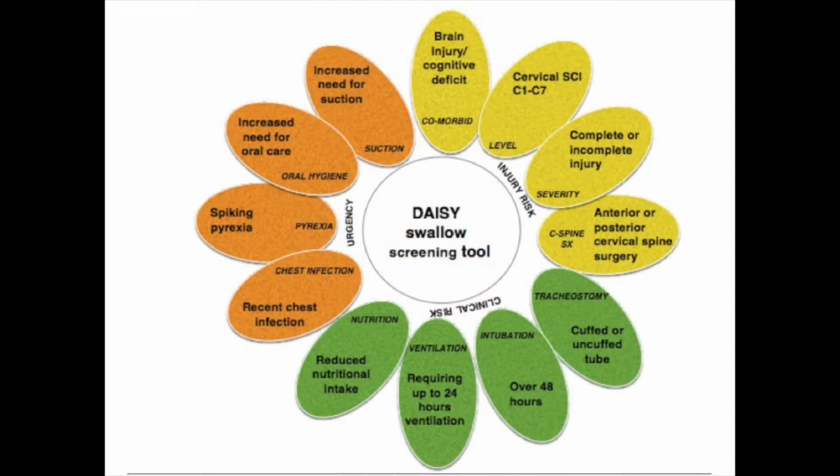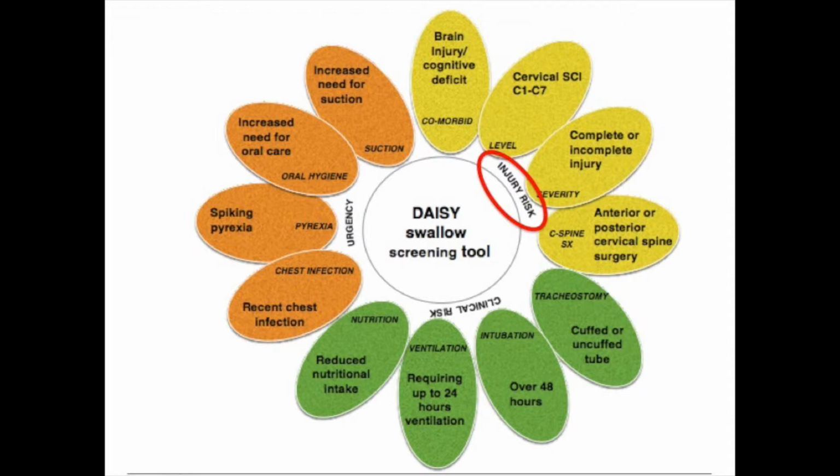The DAISY Swallow screening tool is made up of 12 components divided into 3 sections called injury risk, clinical risk and urgency. The tool doesn't require you to do anything to the patient or any scoring, just to tick off the clinical issues that are present. You will need to find out about some clinical aspects in advance, and it may be helpful to do this as a team.